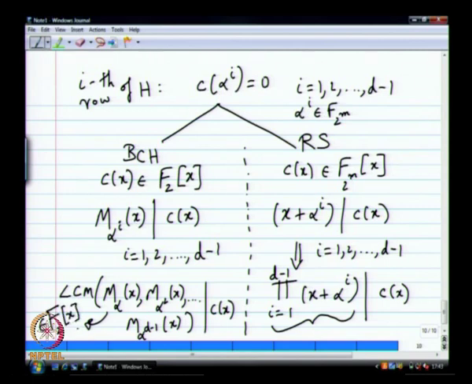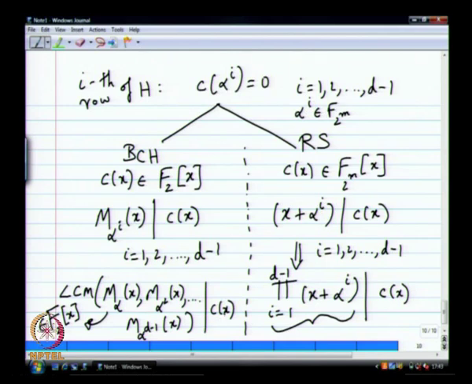Why is this polynomial in F2[x]? All the minimal polynomials are in F2[x]. Clearly, if you take their LCM, you will also get a polynomial in F2[x] only. So don't go beyond this, just do it in F2 itself, the LCM in F2. That's important, that's what you should do.